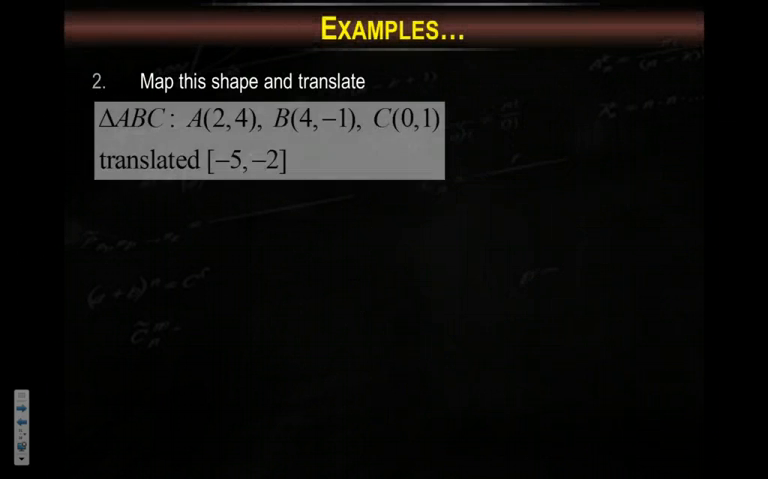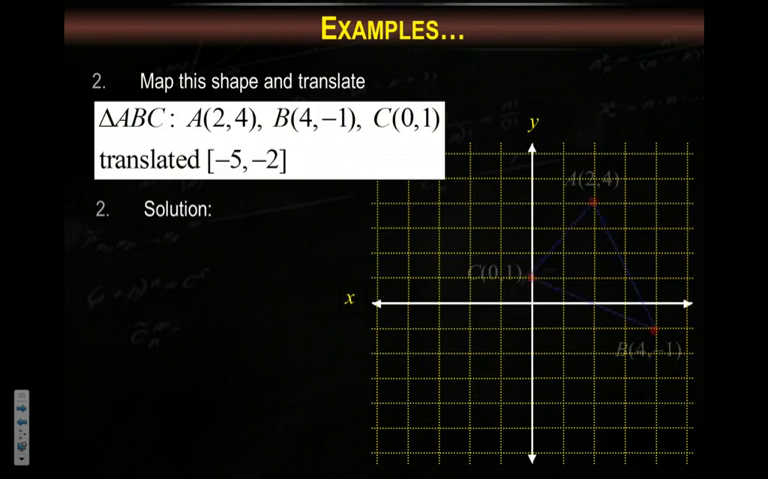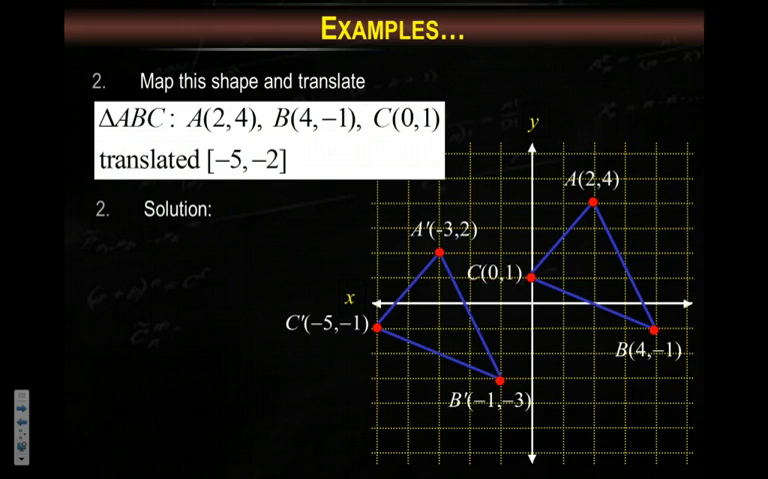But now I'm going to add a little complexity to it. So part one, plot the shape, but then translate it negative 5, negative 2. So what does that mean? It means you're going to go 5 back on the x and 2 back on the y. So the shape's going to go 5 backwards on the x and 2 down. So 5 to the left, 2 down might be another way to look at it. Okay? And that's how you would draw it.